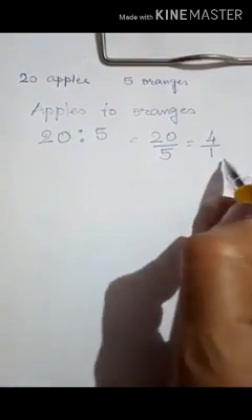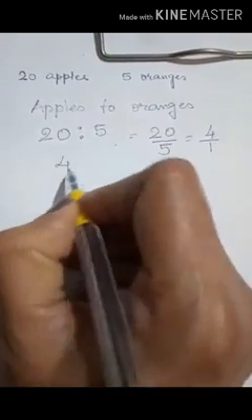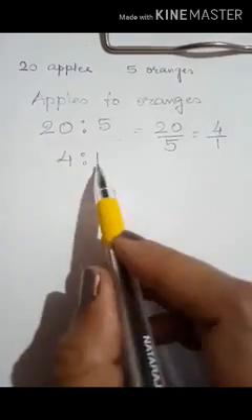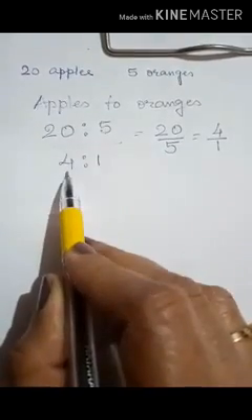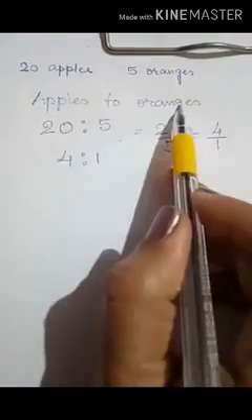So finally, 20:5 was the ratio. We can write it in reduced form as 4:1. It means for every one orange there are 4 apples. This was the ratio of apples to oranges.